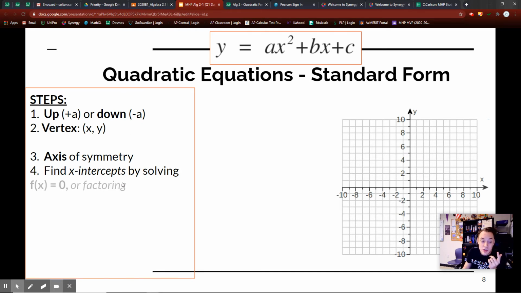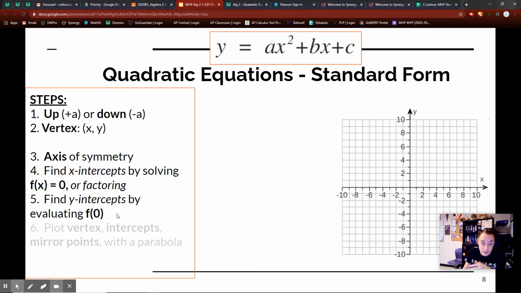Find x-intercepts by solving f of x equals 0. So that's basically set your equation equal to 0 and then just factor. You can also use the quadratic formula or anything like that. Find the y-intercepts by evaluating f of 0. Okay, and we're going to find the y-intercepts there.